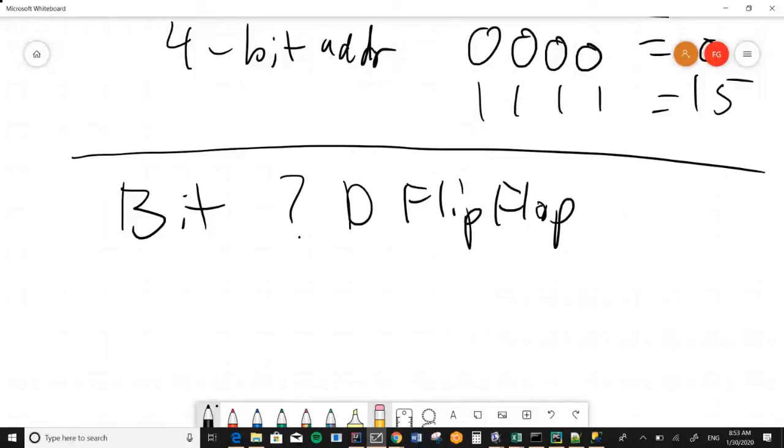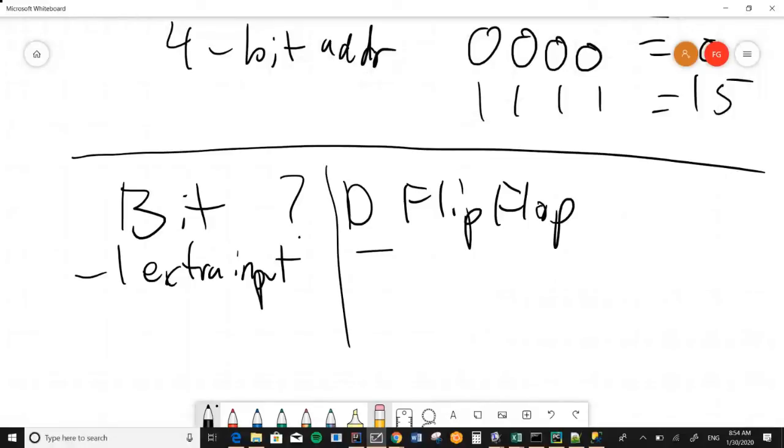Part of what might be a little confusing about this is we know that a D flip-flop will store a 0 or a 1. We know that a single bit stores a 0 or a 1. So here's the distinction between them, and it's important to understand this distinction. A bit has one extra input in comparison to the D flip-flop.